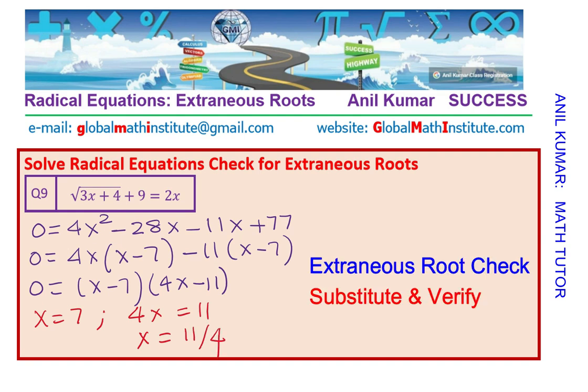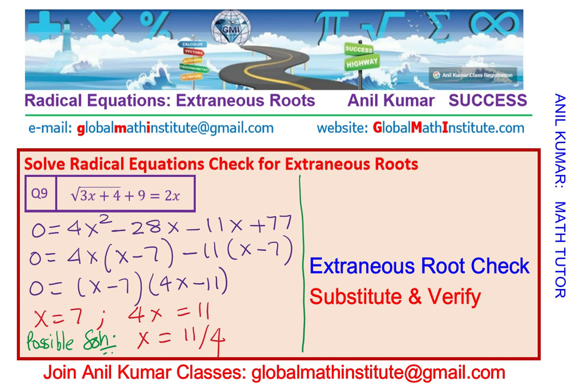So we get two possible solutions. We'll call them possible solutions, right? The reason being that one of them could be an extraneous root, right? So that is possible. So what we will do here is we'll check. So let us now check for the solutions.